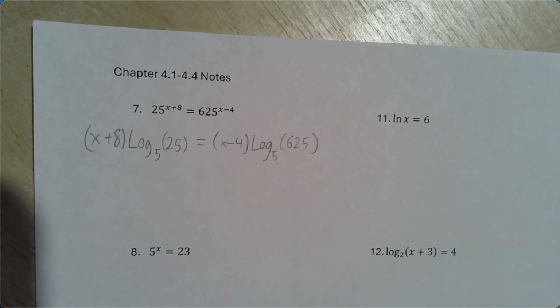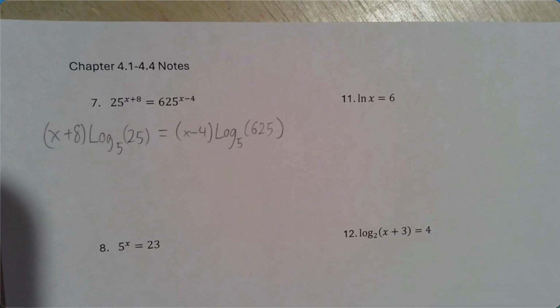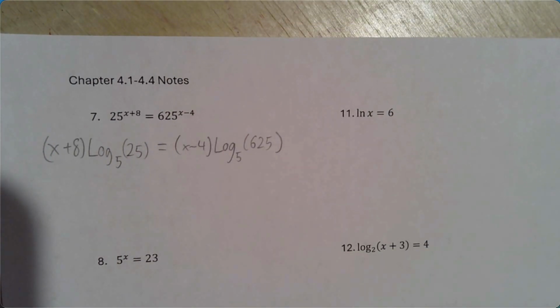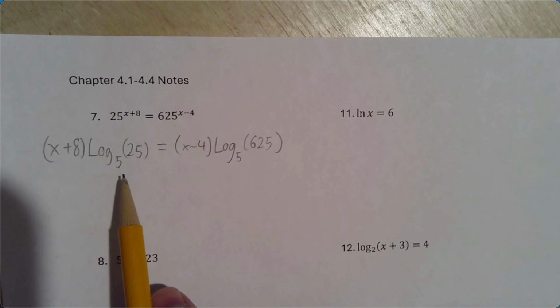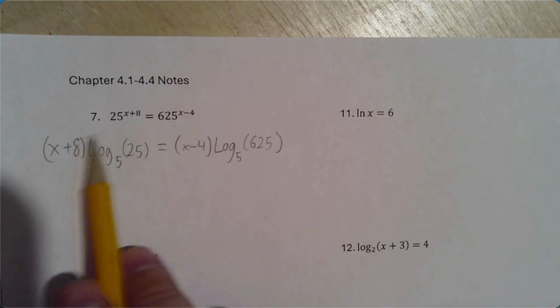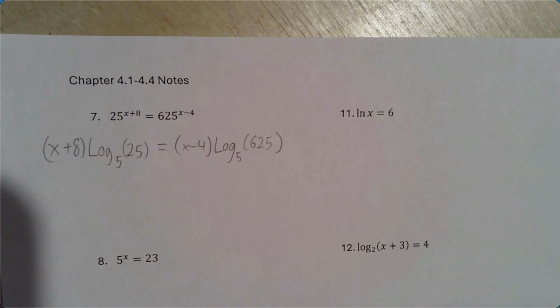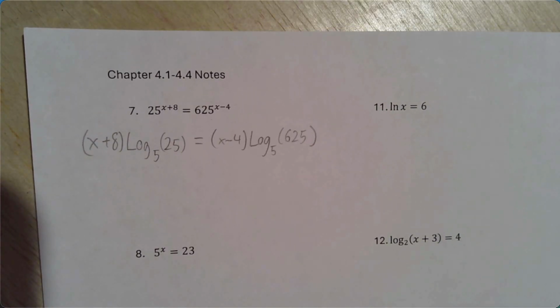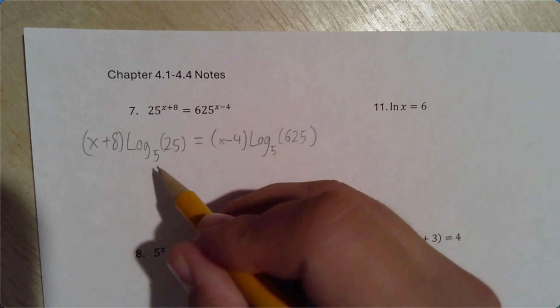Now, this is coming from, with time and practice, I know that 25 and 625 are all different powers of 5. And so notice the way I'm writing this: I'm intentionally going to write this with a base 5 log. I already dropped down the used-to-be exponents. And now I'm going to solve these two themselves with my log properties.